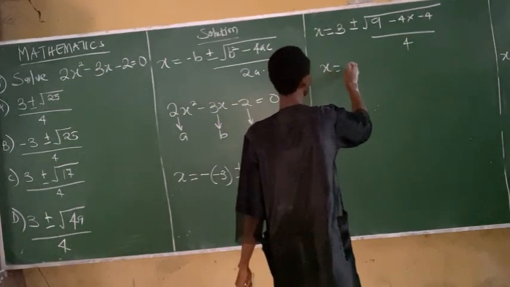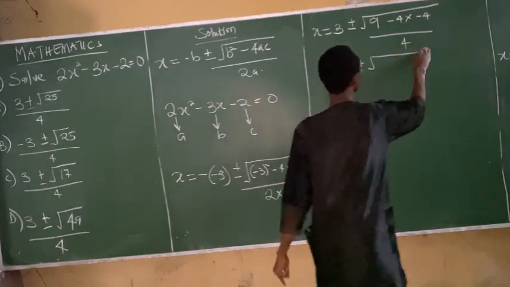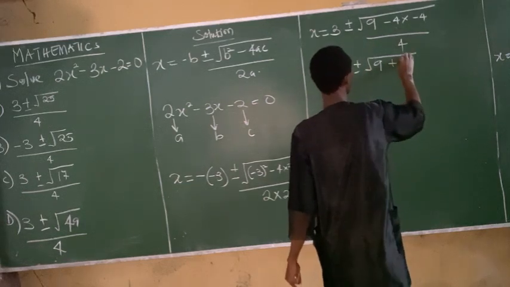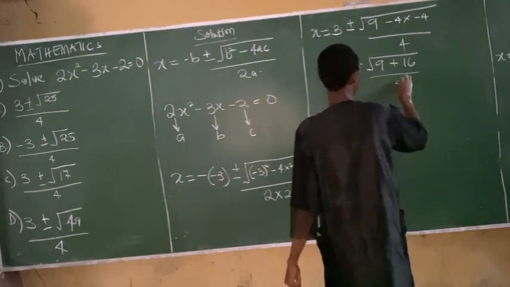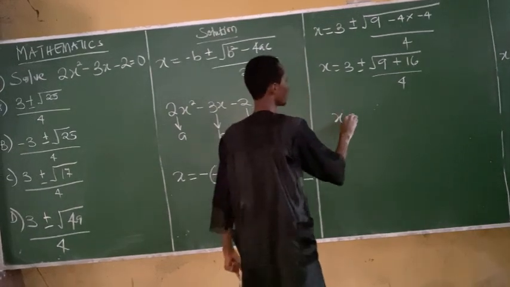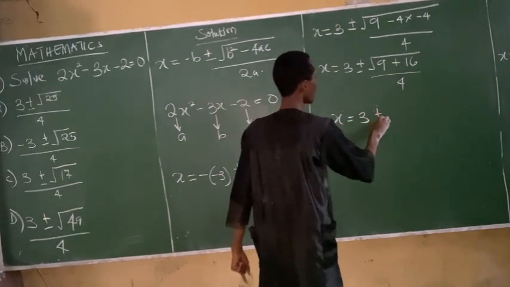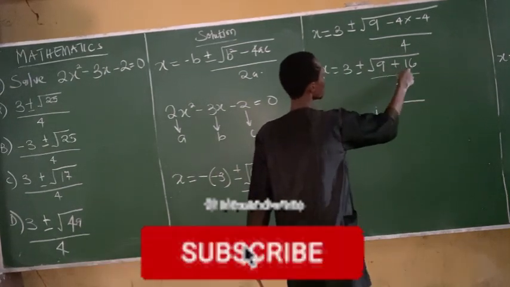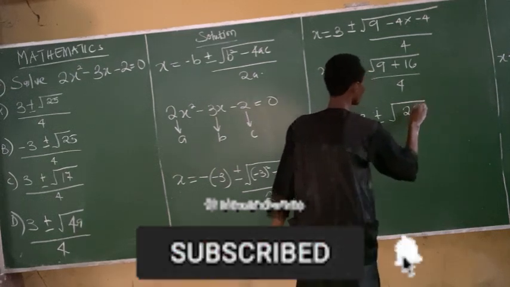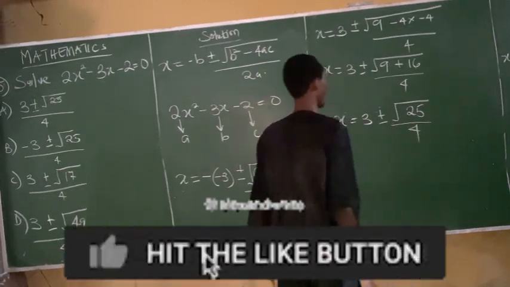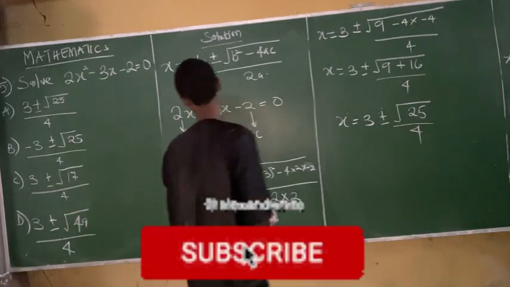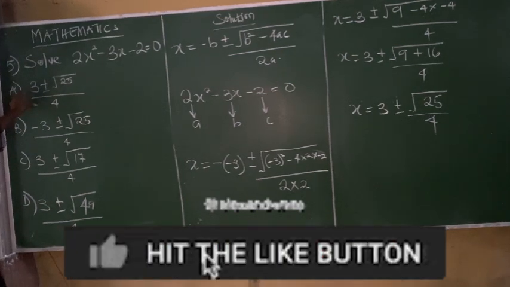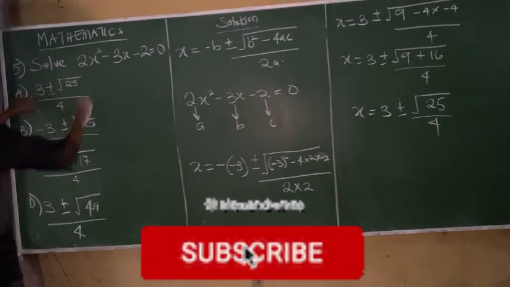Here we have x is equal to 3 plus or minus the square root of 9 minus 4 times minus 4, which will give us plus 16, divided by 4. So x is equal to 3 plus or minus the square root of 9 plus 16, which gives us 25, over 4. Now let's come to our options to check the answer. Here we have option A to be correct. Option A is correct.